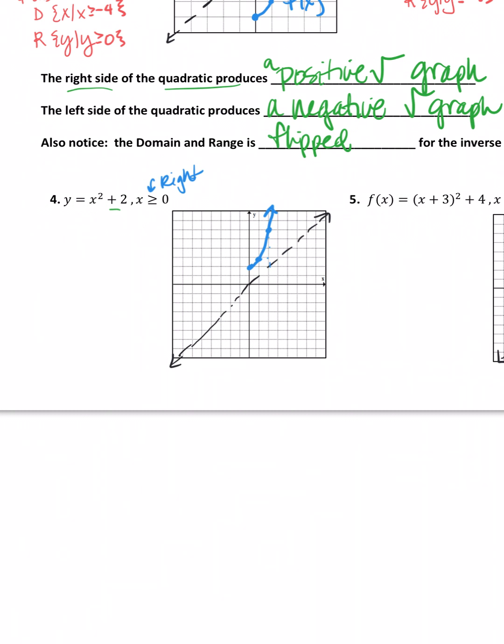Now let me do the domain of this. X's are 0 and greater, just like the restriction says. My range, what's happening with my y values? They start at positive 2 and then they go up. Y is greater than or equal to 2.